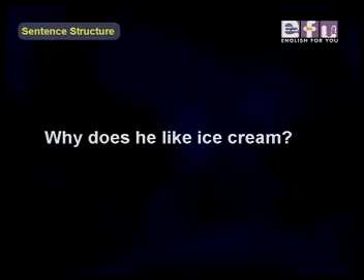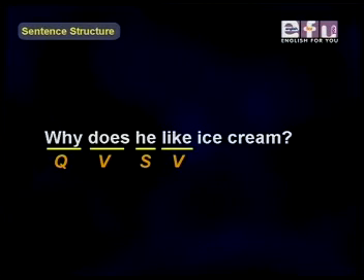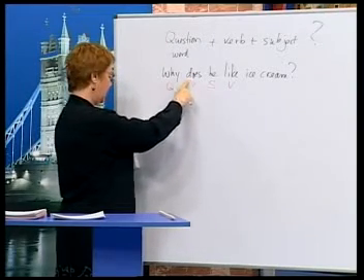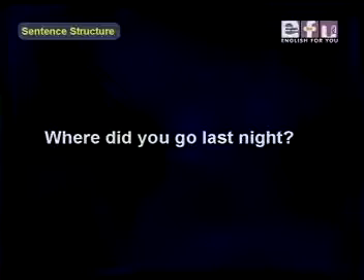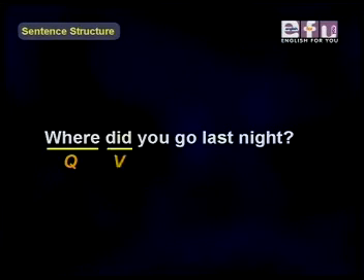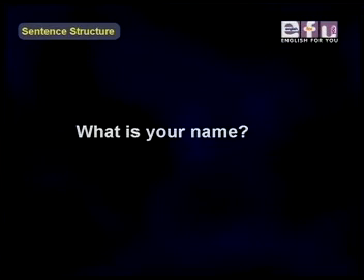Why does he like ice cream? We have the question word, why, the verb, the subject, the other part of the verb, and then the rest of the question. Now remember, this is the helping verb. Okay? Now, another example. Where did you go last night? Now, here's the question word, where, the helping verb, did, subject, you, and the main verb, go. Okay, and here's a short one. What is your name? Question word, verb, and subject.